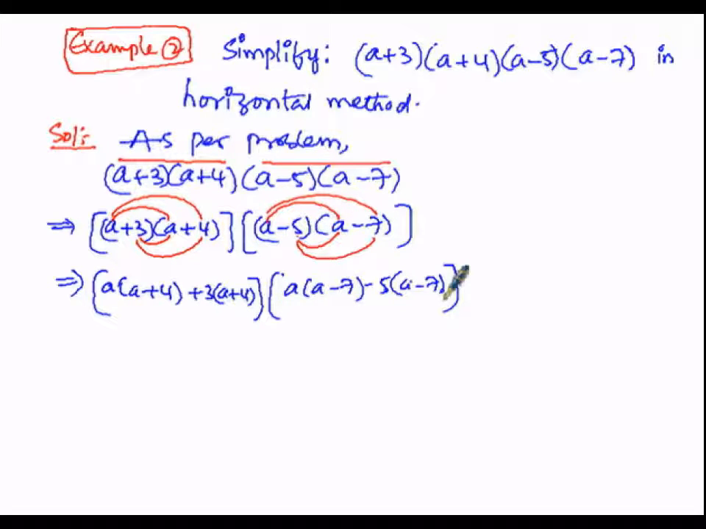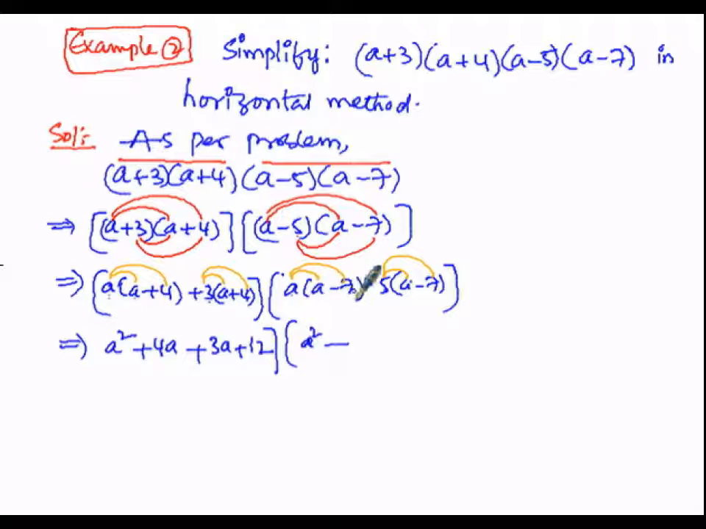That gives us a into a as a square, plus a into 4 as 4a, plus 3 into a as 3a, plus 3 into 4 as 12. So we have multiplied in this manner: a into a and a into 4, 3 into a and 3 into 4. So here also the same, a into a and a into 7, and 5 into a and 5 into 7. Then later, here bracket close, then multiply: a into a as a square, minus 7 into a as 7a, minus 5 into a as 5a, minus of minus is of positive sign, 5 7s are 35, bracket close.